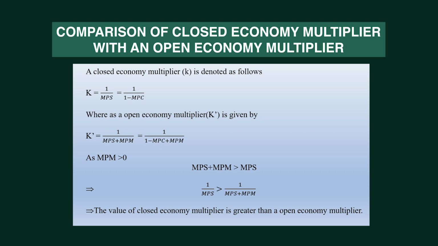So an open economy multiplier, if you see, is 1 by MPS plus MPM, whereas the closed economy multiplier is 1 by MPS. So 1 by MPS will be greater than 1 by MPS plus MPM. Thus, a closed economy multiplier is greater than an open economy multiplier. And this is because a 1 unit rise in investment will lead to a rise in consumption demand of the domestic economy as a whole in case of a closed economy. But in case of an open economy, a part gets shifted to foreign economy's income. So there is a leakage, and that reduces the value of the multiplier in case of an open economy.